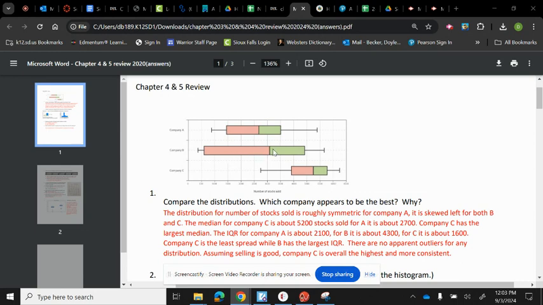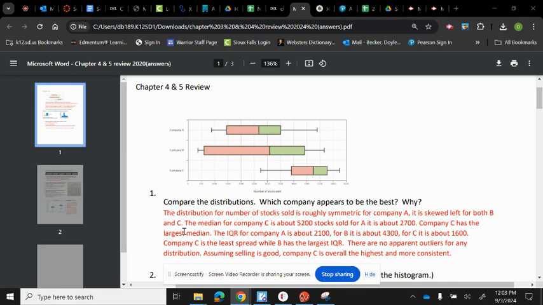I would say company B is also skewed left because if you go from the median to the minimum, it's a lot longer than the median to the maximum. However, company A, from the median to the maximum, median to the minimum, is about the same. So that's the only one that should be called symmetric. So let's remember, we got to talk about shape. It says it's roughly symmetric for A. It's skewed to the left for the other two.